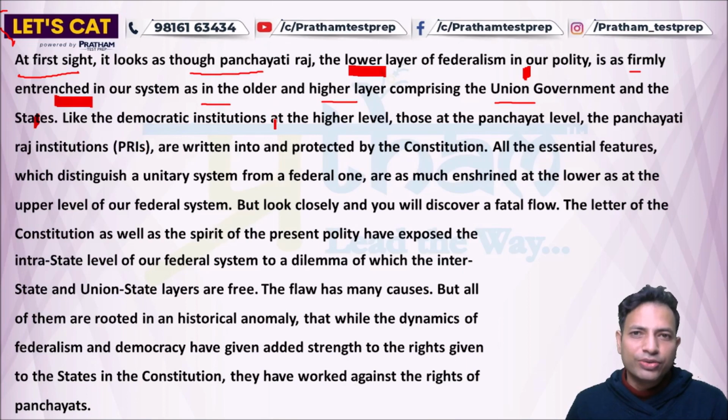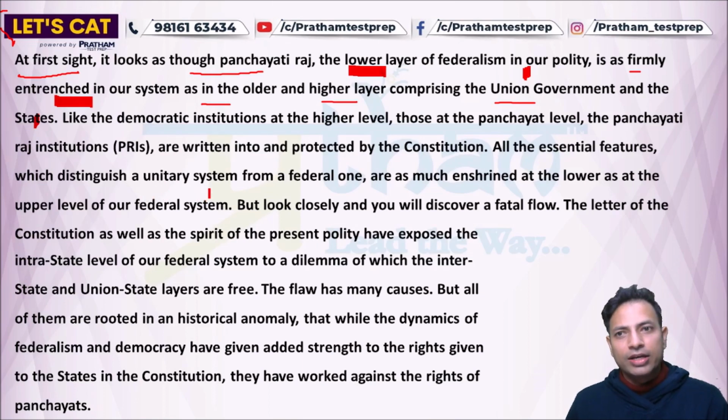Like the democratic institutions at the higher level, those at the panchayat level, the panchayati raj institutions, are written into and protected by the constitution. Okay, all the essential features which were now we are just being told about how panchayati raj came into existence. All the essential features which distinguish a unitary system from a federal one are as much enshrined at the lower as at the upper level of our federal system.